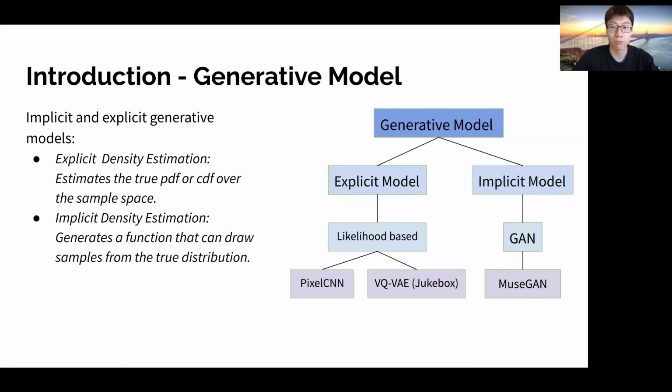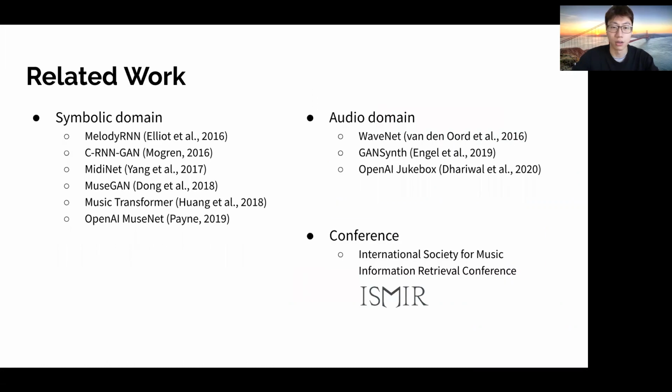For explicit models, PixelCNN is one representative model for tractable density, and VAE is one representative model for approximate density, and we will implement them under this category. And for implicit models, GAN is obviously the dominator. We will implement MuseGAN. There is lots of work trying to generate music with neural networks. Some models are for the symbolic domain, and some are for the audio domain. They utilize many generative models like GAN, VAE, and other autoregressive models. There is also a conference, and a lot of research is conducted every year.